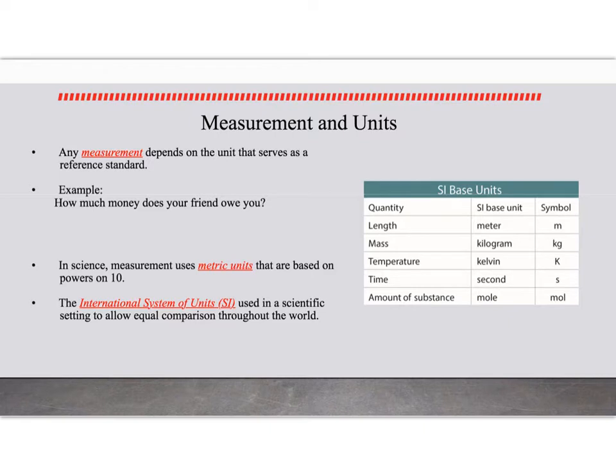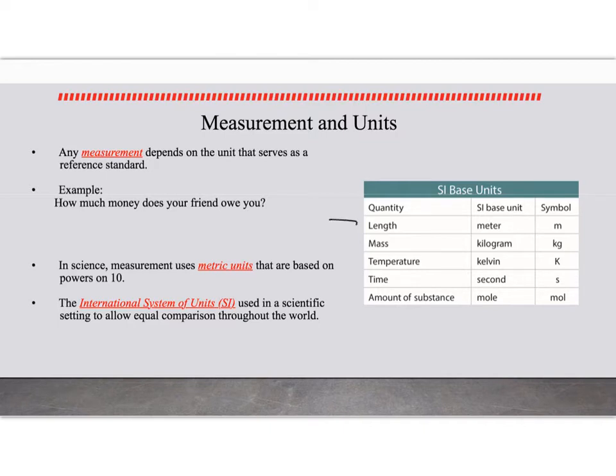In science, measurement uses metric units that are based on powers of 10. And the International System of Units, or SI unit, is used in a scientific setting to allow equal comparison throughout the world. So if you look to the right, we have the SI base unit chart, where you have the quantity, the unit base, and then the symbol.